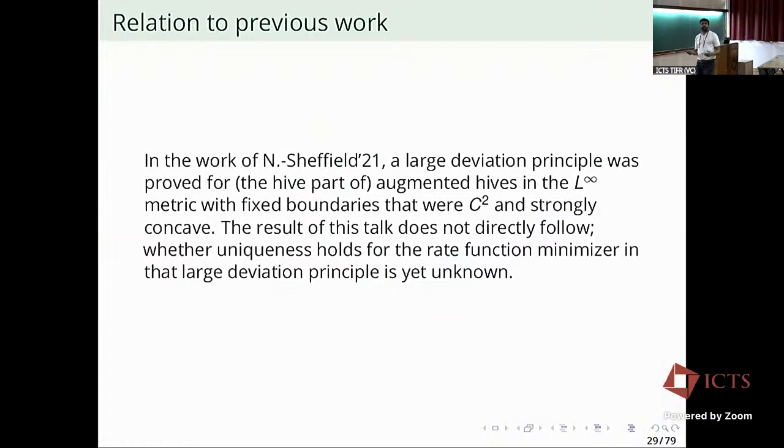So while we have a large deviation principle which says how likely it is to observe a hive in a particular Borel set of L infinity of T, we don't know that the rate function minimizer is unique. So in principle, you could have the behavior of having a large variance.